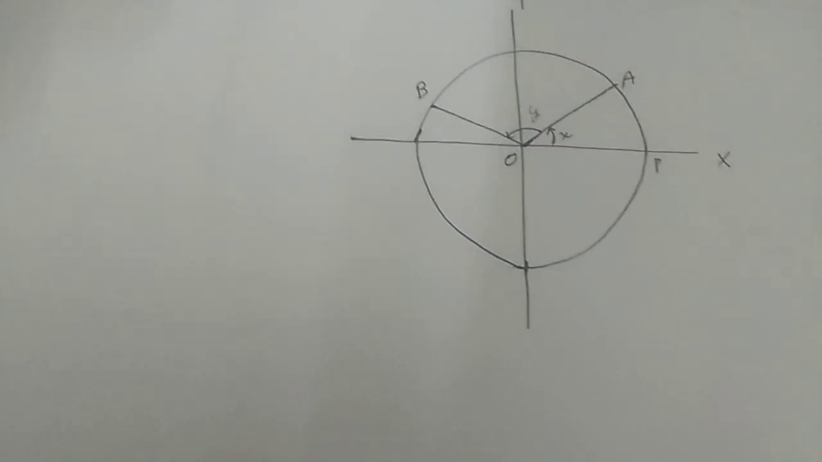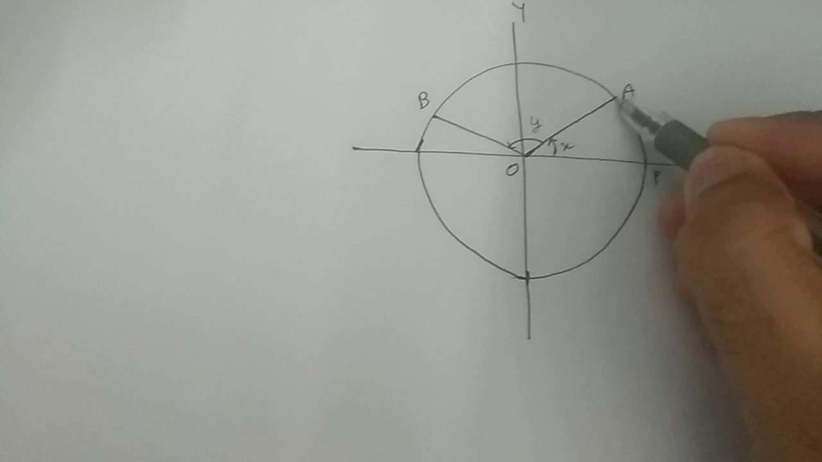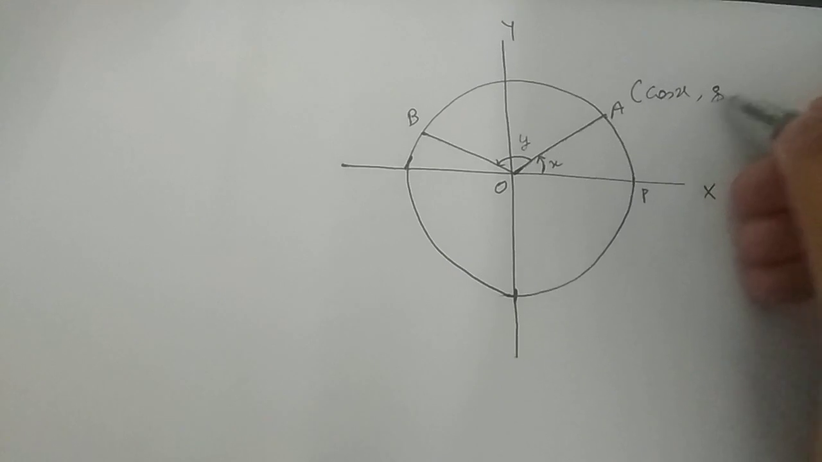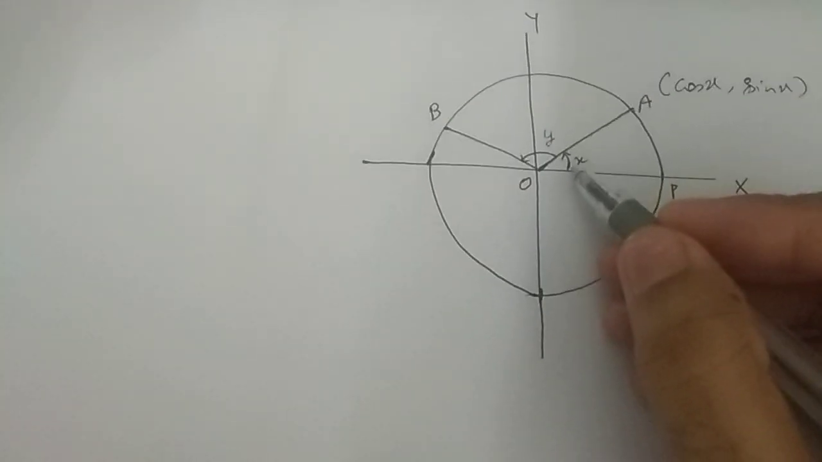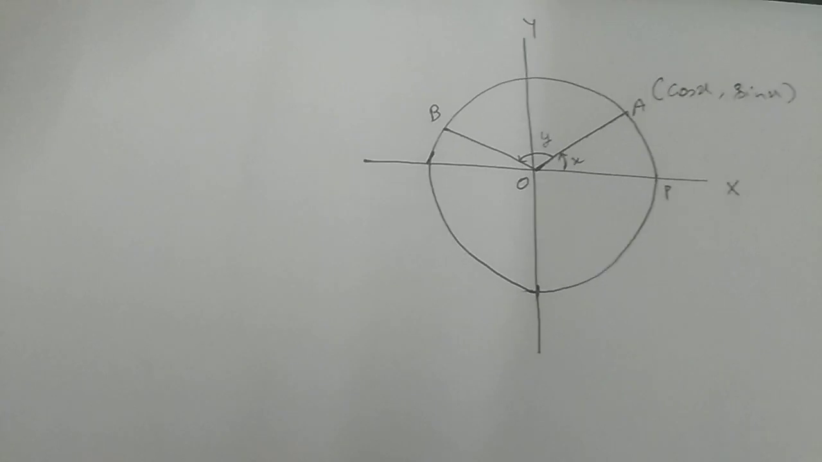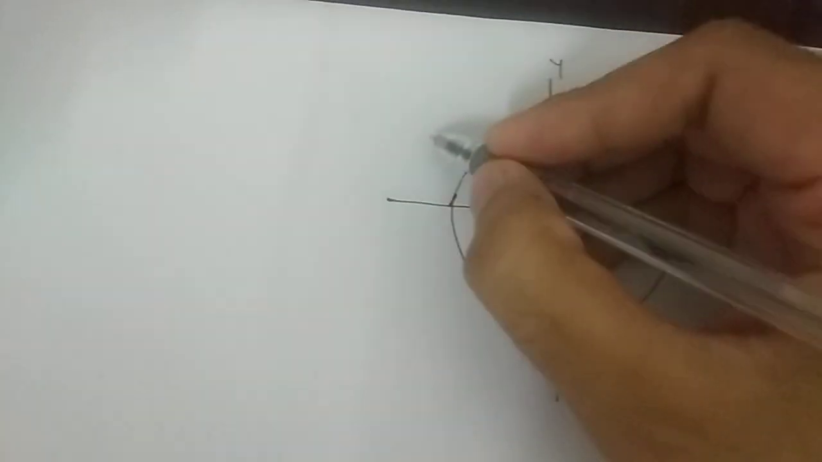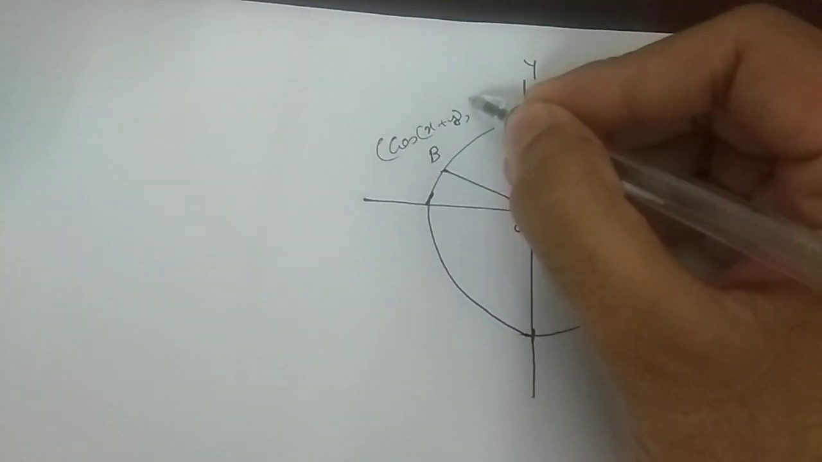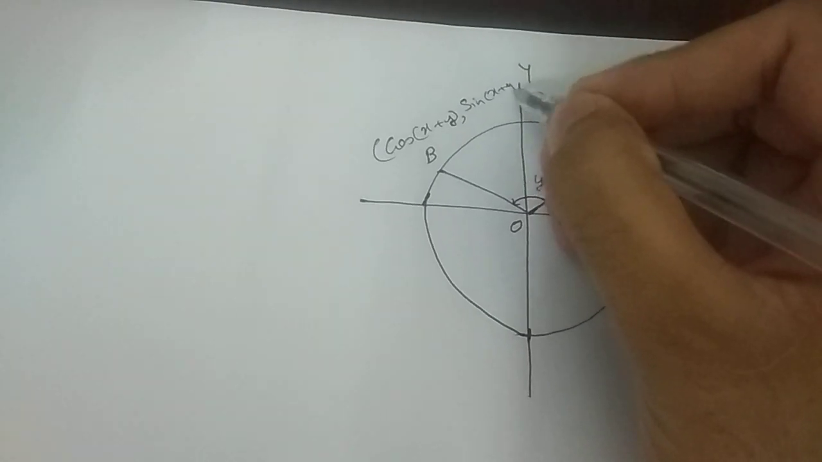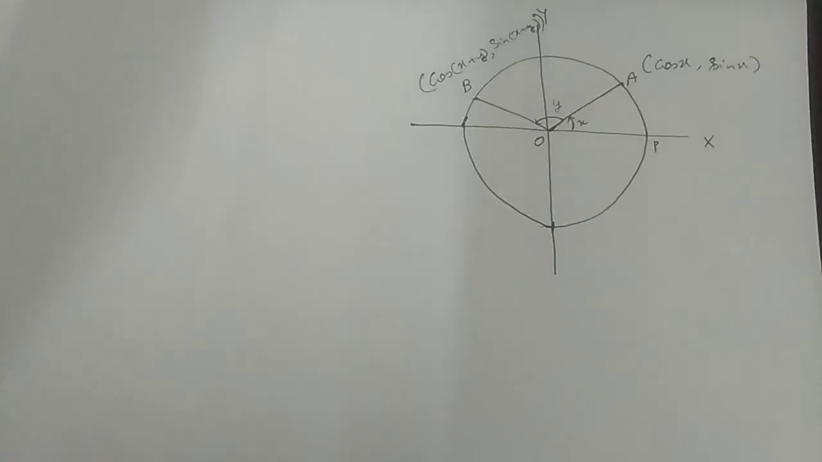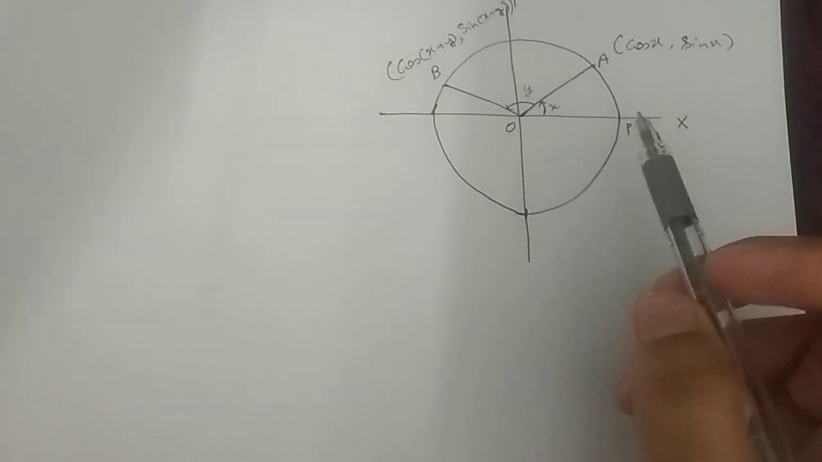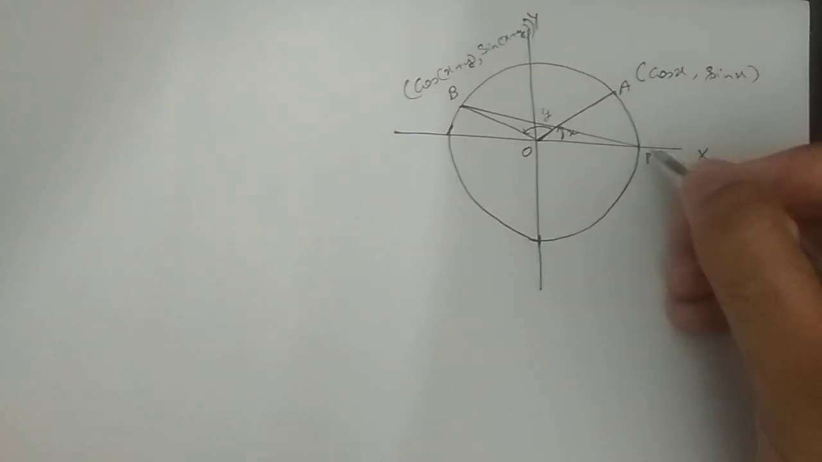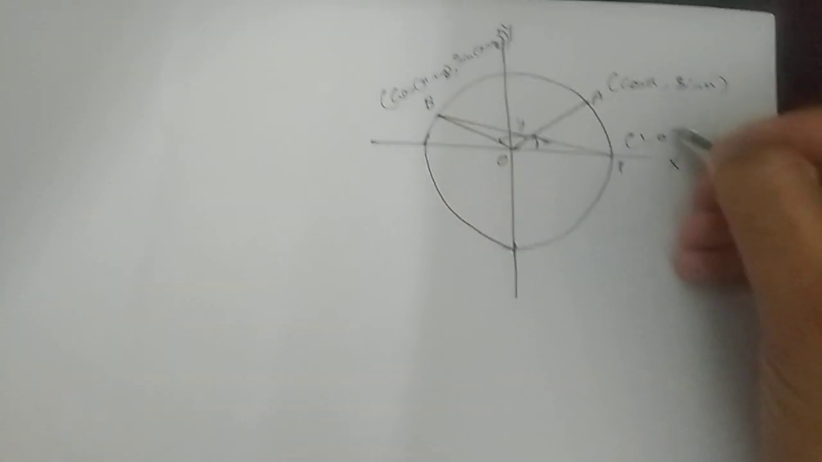anti-clockwise direction. Therefore we can write the coordinate of A as cos x, sin x, and since this total angle is x plus y, therefore coordinate of B can be written as cos (x plus y) and sin (x plus y). Now let us join points P and B. So being one unit circle, the coordinates of point P will become 1, 0.